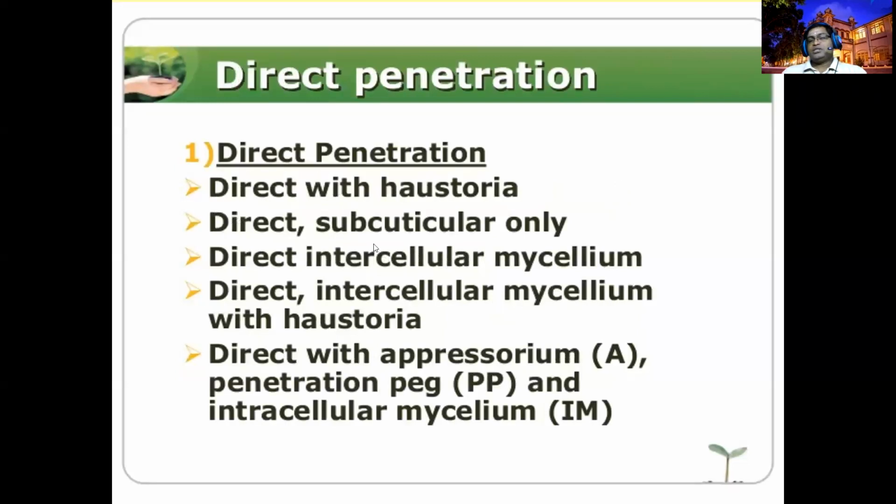So for direct penetration, fungi produce haustoria. I told you, when the spore reaches the host surface, it should stick to the host. Thereafter, it produces a germ tube. At the end of the germ tube is the penetration peg, and another organ is called the haustorium. The haustorium can penetrate directly, or the penetration peg can penetrate directly.